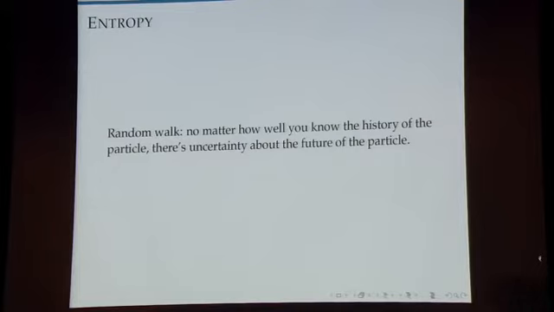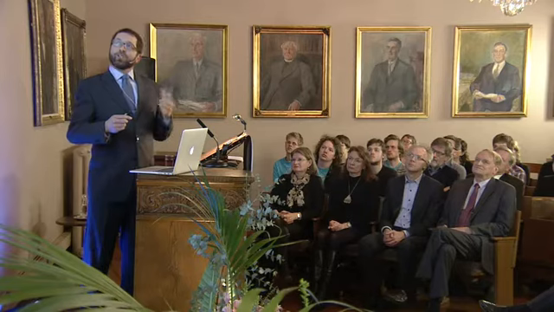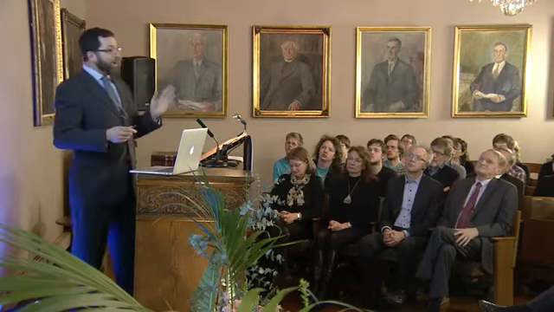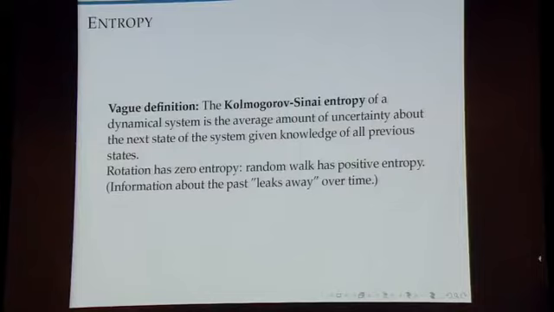And so here's a vague definition of what now goes by the name of Kolmogorov-Sinai entropy. Kolmogorov was Sinai's teacher in Moscow. He was the first person to try to formulate a definition, and Professor Sinai formulated the definition that we all use today. One way of thinking of it, it is the average amount of uncertainty about what the state of the system will be next, given complete knowledge of its history up until now.